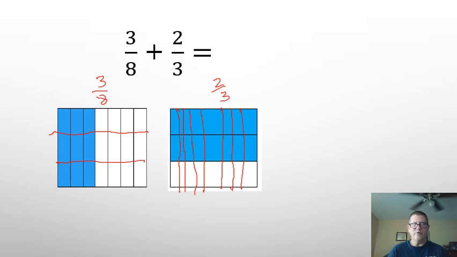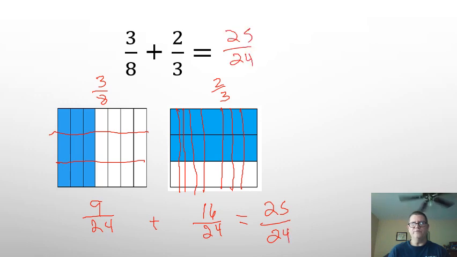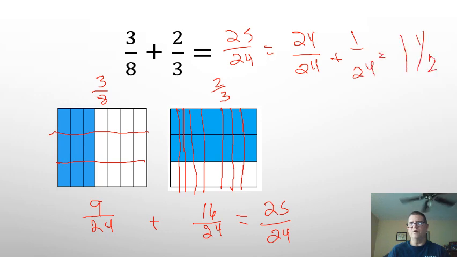So we're going to have 24ths as our denominator. We have 2/3, so this is going to be 16/24. And over here we have 3/8, which is going to be 9/24. When we add them together, it's going to give us 25/24. So we know this is equal to 25/24. When we decode it, we know it's 24/24 plus 1/24, which equals 1 and 1/24.